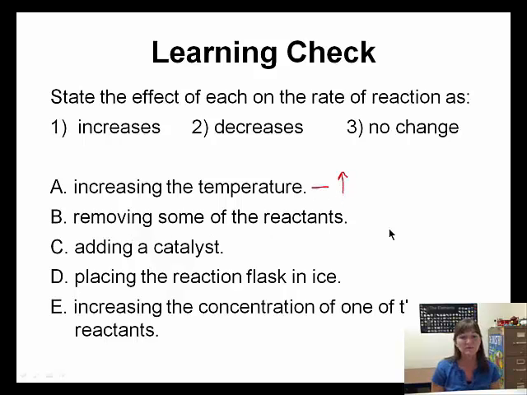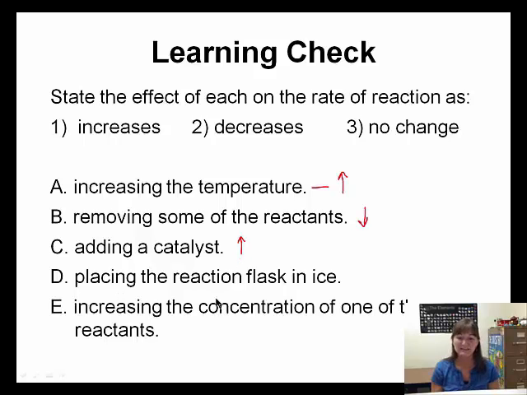If we remove some of the reactants, well, now I don't have as many reactant particles, so what's that going to do to the number of collisions? You're not going to have as many collisions. So if you remove some of the reactants, you're going to decrease the rate. If you add a catalyst, that's going to increase. You also need to be able to explain to me why. So adding a catalyst is going to increase the rate because it's going to lower the activation energy.